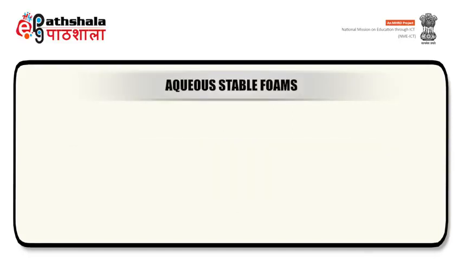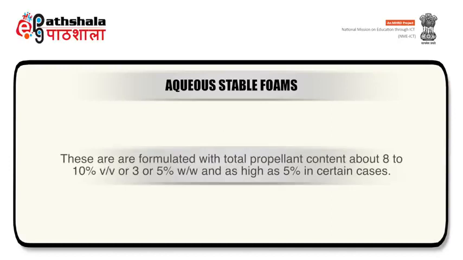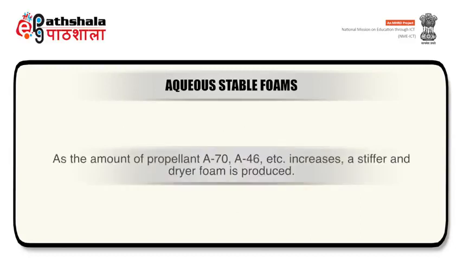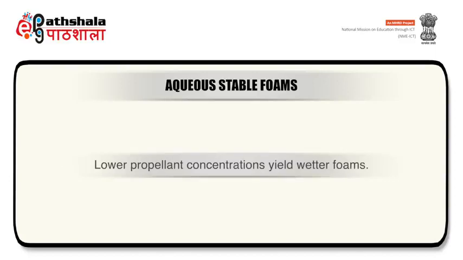Now we will discuss aqueous stable foams. Aqueous stable foams are formulated with total propellant content about 8 to 10% V by V or 3 to 5% W by W, and as high as 5% in certain cases. As the amount of propellant A70, A46, etc. increases, a stiffer and drier foam is produced. Lower propellant concentrations yield wetter foams.